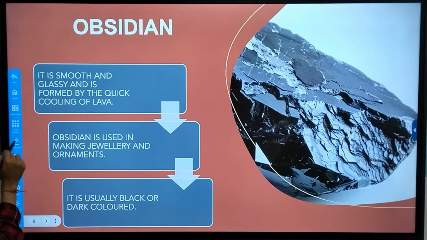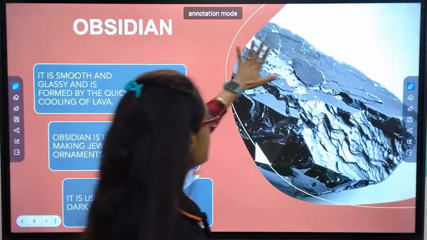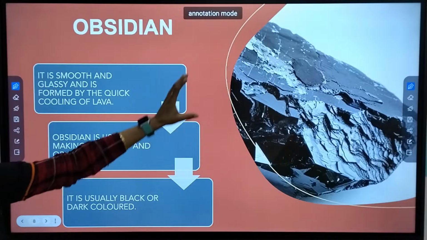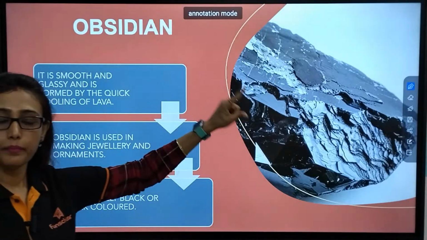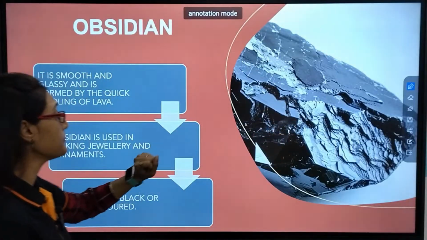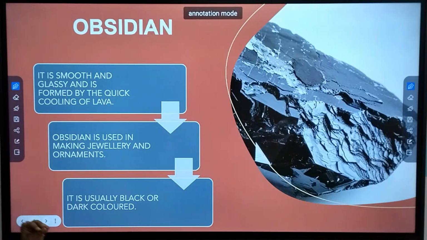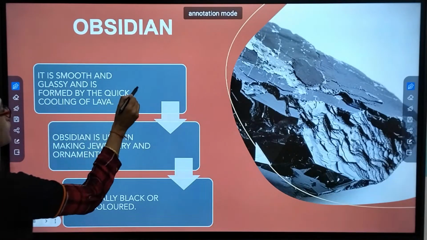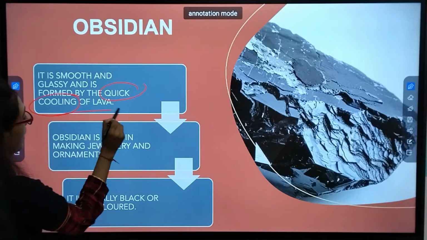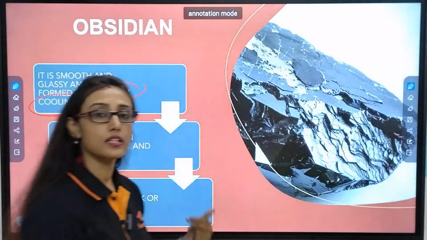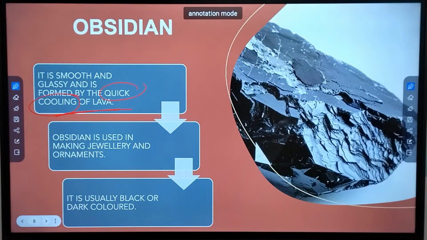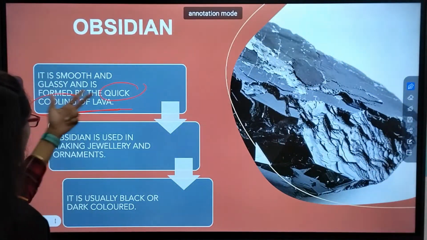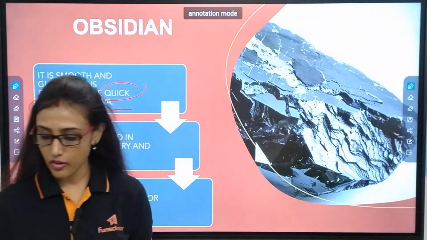Next is obsidian. See, such a shiny beautiful rock, right? This rock is cooled down. Granite was formed by slow cooling, but here the cooling process occurs very quickly. Just see, it is smooth and glassy and is formed by quick cooling of lava. So again, if the question comes, which rock is formed by the quick cooling of the lava, the answer would be obsidian. Okay, and it is used for making jewelry.